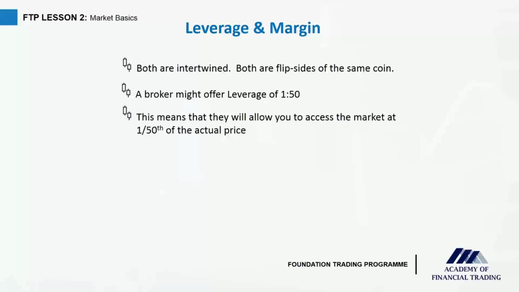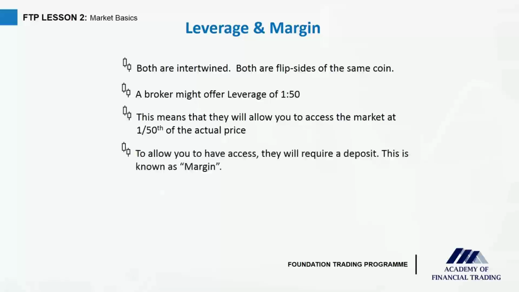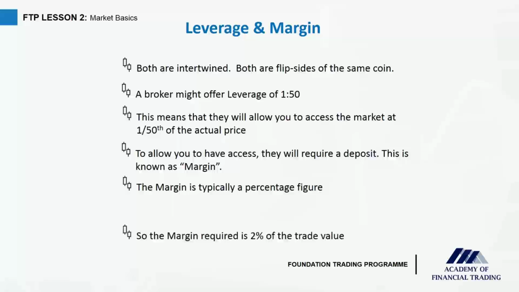In order to give you access to the market, they will require you to make a deposit. The deposit which they will ask of you is known as the margin. It's basically collateral, it's security, and it's typically seen as a percentage figure. And in this instance, it's easily worked out. If the rate of leverage is 50 to 1, you just divide 1 by 50, you get 0.02. So that tells you that the collateral required is 2% of the value of the trade itself.